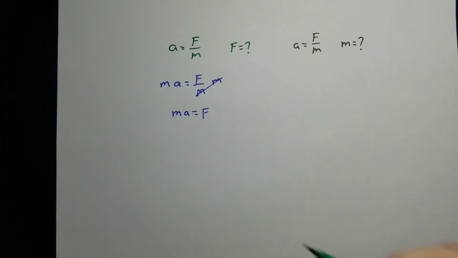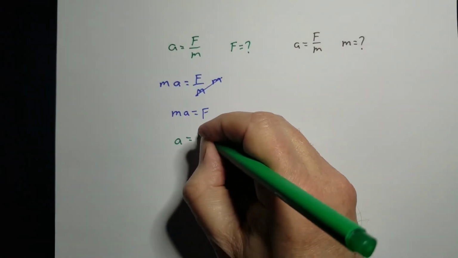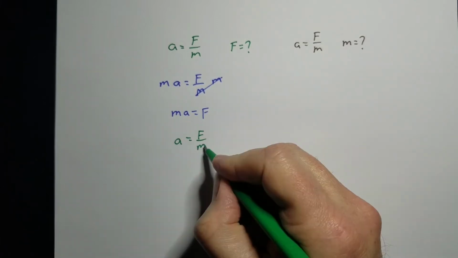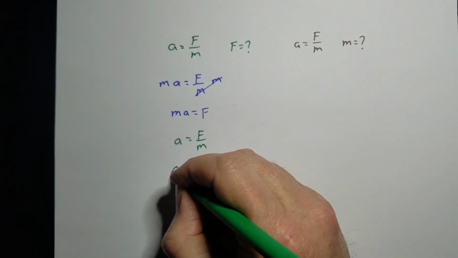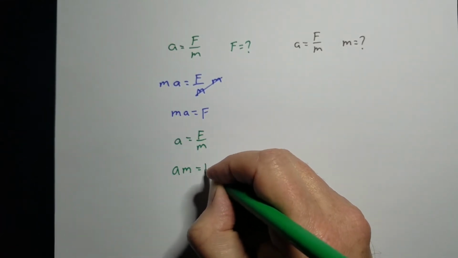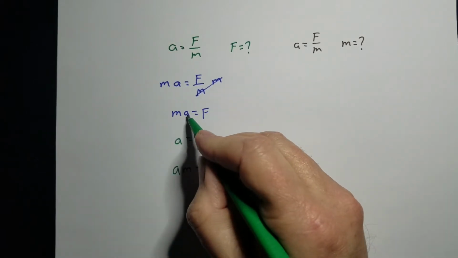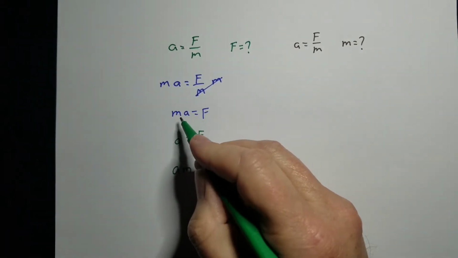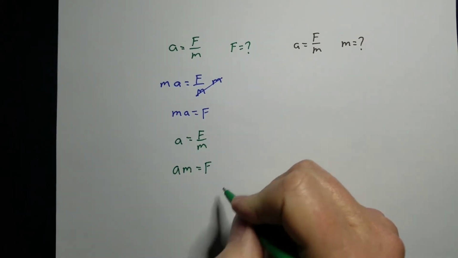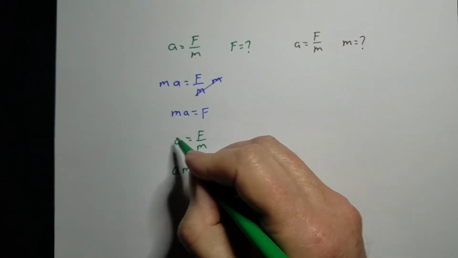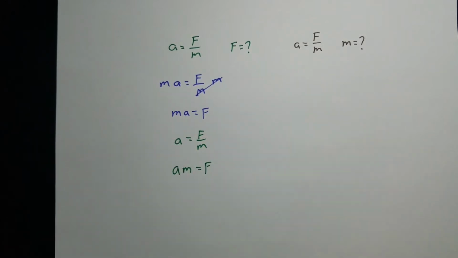If we use that visualization technique, we can get the same answer. Realize that m's being divided by over on this side, so on the other side it'll be multiplied by. So we do am equals f. It doesn't matter if it's ma or am. 2 times 3 is the same thing as 3 times 2. So that doesn't make any difference there. But since it's being divided over here, it'll be multiplied on the other side.